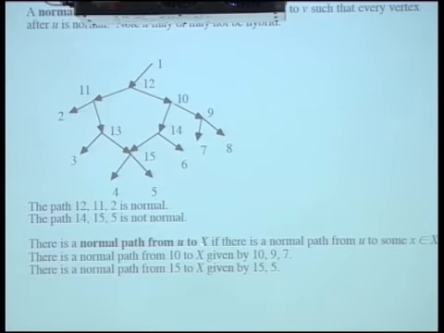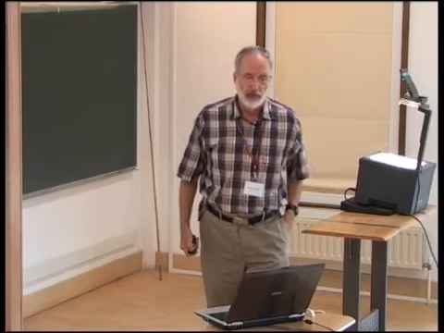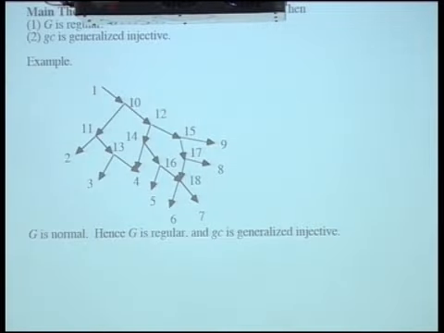There's a normal path from U to X if there's a normal path from U to some member of capital X. So there's a normal path from 10 to X given by 10, 9, 7. There's a normal path from 15 to X given by 15, 5. Remember, where you started doesn't have to be normal. Finally, I'm going to call a network normal if from every vertex there's a normal path to X. And the main theorem, perhaps, is: suppose G is a normal network, then we get the conditions which I've said were very nice. G is going to be regular in the sense of Baroni, Semple and Steel, and also GC will be generalized injective.